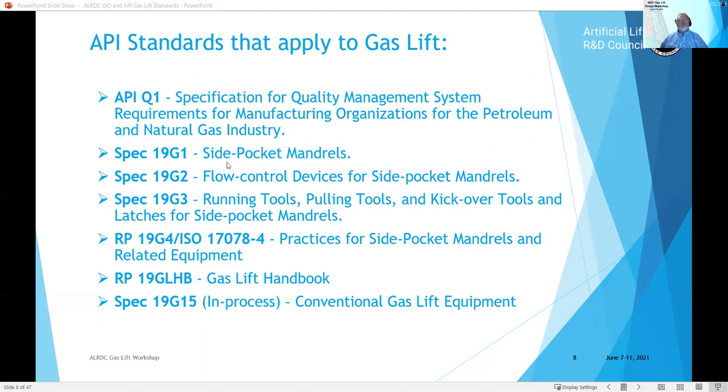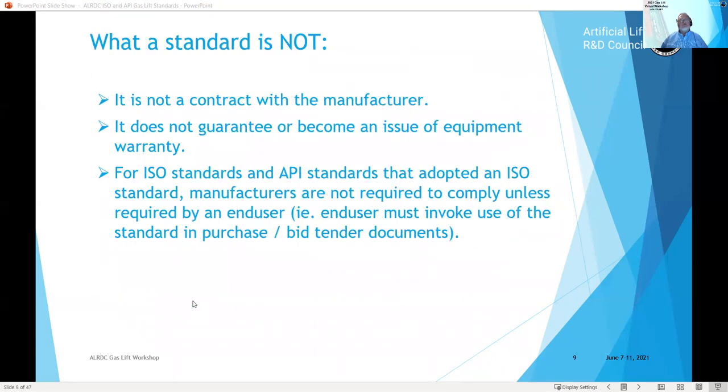The API specification G1 for side pocket mandrels, specification G2 for flow control devices for side pocket mandrels, specification G3 for running tools, pulling tools, kickover tools, and latches for side pocket mandrels. Recommended practice G4, practices for side pocket mandrel and related equipment. RP 19G LHB, which is the gas lift handbook, and specification 19G15, which is in process of being developed for conventional gas lift equipment.